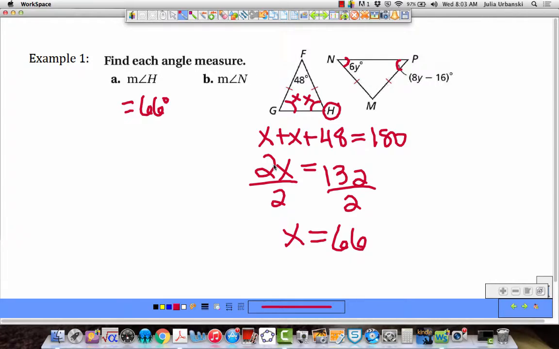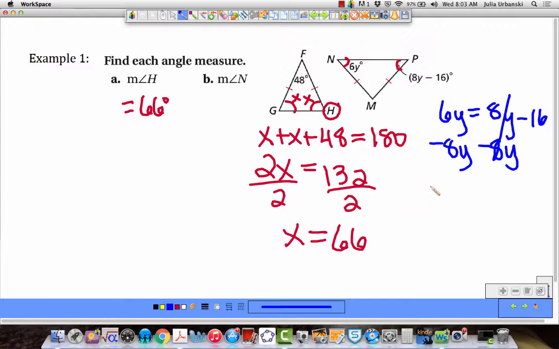So tell me an equation that I'm allowed to make right now. What two things are equal to each other? 6y? Yep, that's right. Don't randomly pick any that are there, but pick the two that have the congruent marks. Okay, so subtract 8y from both sides. You wouldn't want to subtract 6y because that would leave you with nothing. So you have negative 2y equals negative 16, and y equals 8.